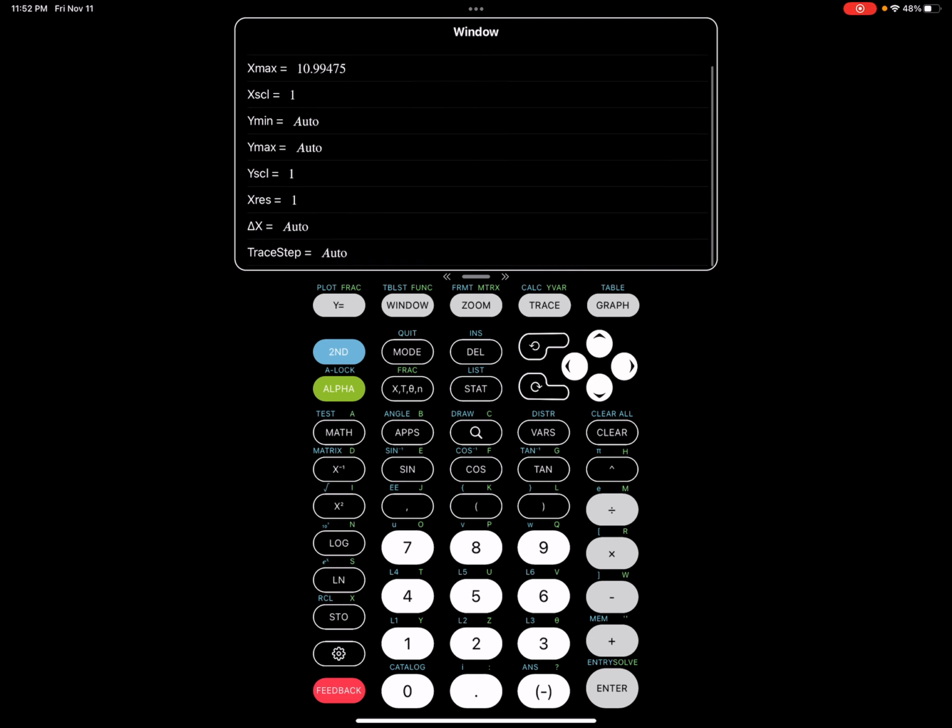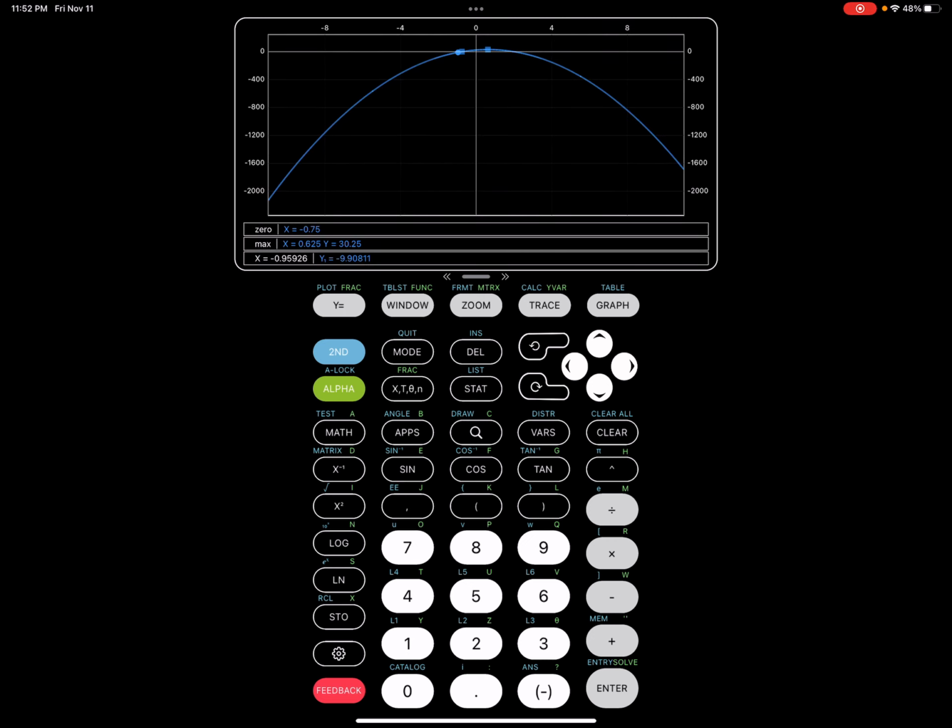Oh, you can't see. Okay. I wish I could zoom in on this and show you. But if you look carefully, you see how it says max x equals 0.625, y equals 30.25? That verifies the answer we got because we got those results. And that is the maximum. So that's how you can check that with a calculator.